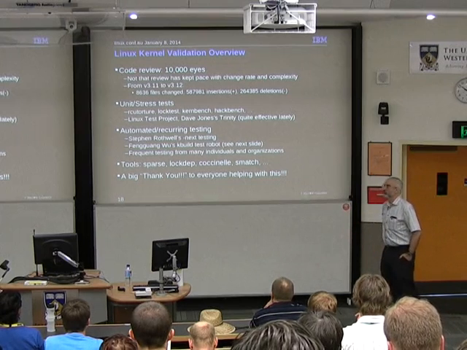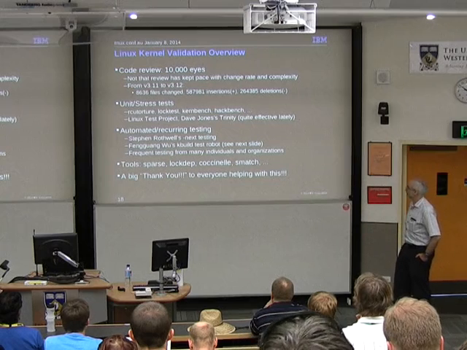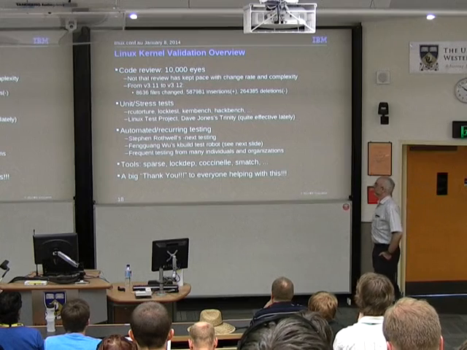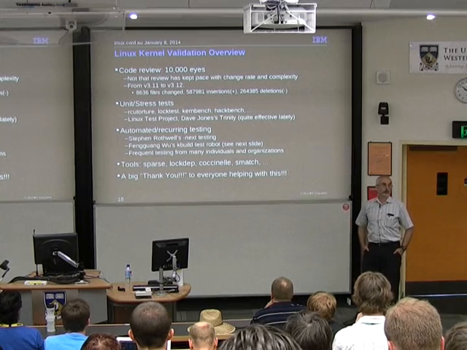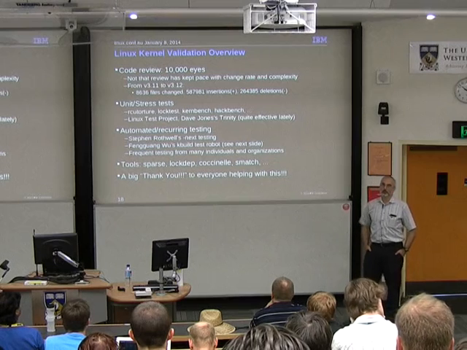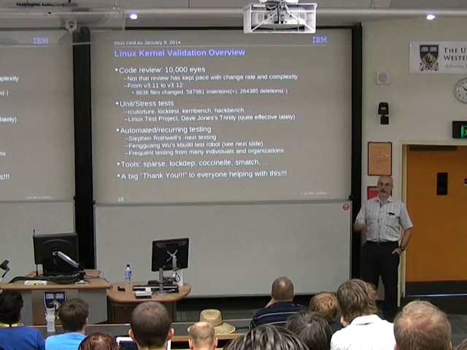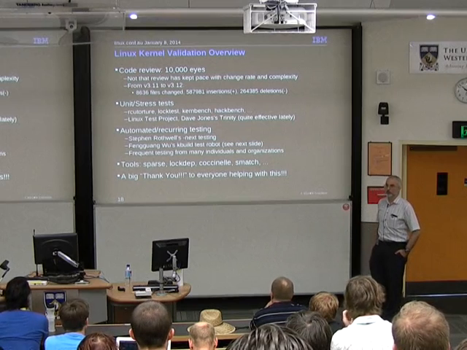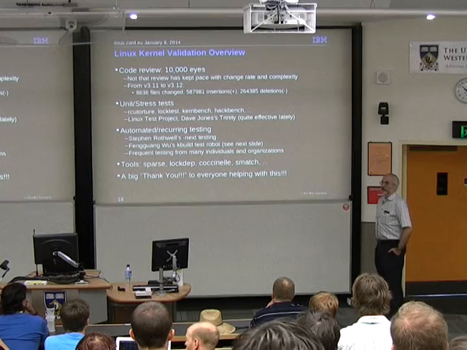There are unit and stress tests, which are becoming more common in the kernel. I'm, of course, proud of RCU Torture, but there's lock tests, kernbench, hackbench, and so on. Linux Test Project, Dave Jones' Trinity has been quite effective in the last couple of years, finding all sorts of interesting bugs by intelligently fuzzing the system call layer, by randomly generating system calls, but with some intelligence based on what other system calls happened more recently to force code paths that make sense.